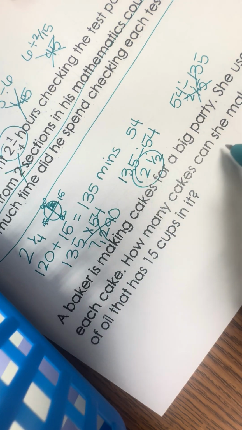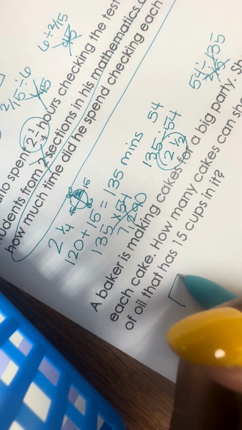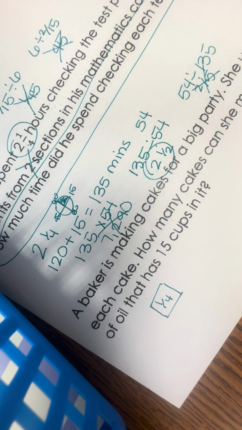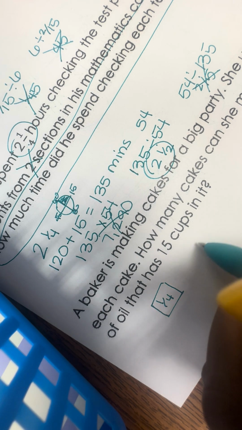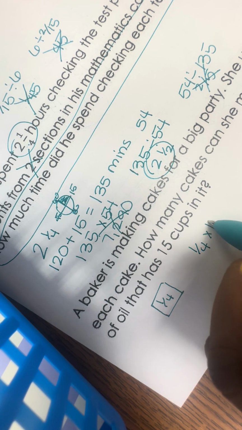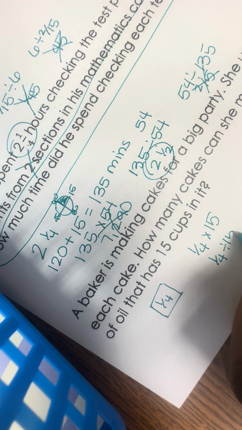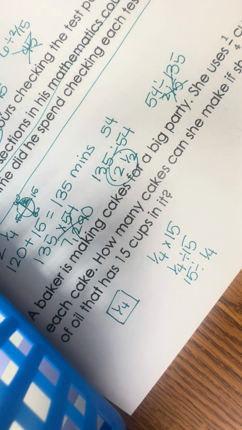A baker is making cakes for a big party. She uses a 1/4 cup of oil for each cake. How many cakes can she make if she has a bottle of oil that has 15 cups in it? Well, for 1 cake, she uses 1/4 of a cup of oil. So I could do 1/4 times 15. I could do 1/4 divided by 15, or I could do 15 divided by 1/4.